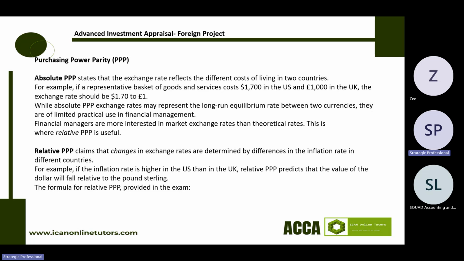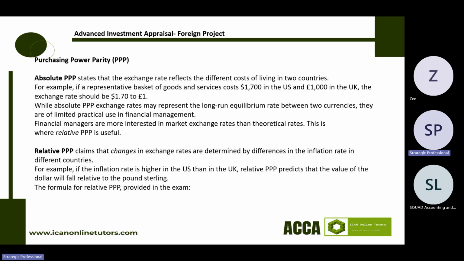So absolute PPP is not taking into account the fact that inflation can actually drive an exchange rate. It's not taking into account that even interest rates can drive it, right? It's just saying that if in the US a basket of goods costs $1,700 and in the UK it costs £1,000, the exchange rate is $1.70 to £1.